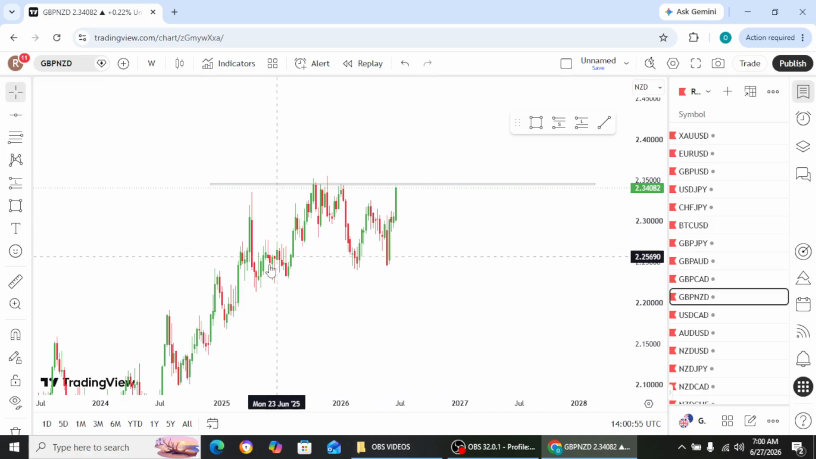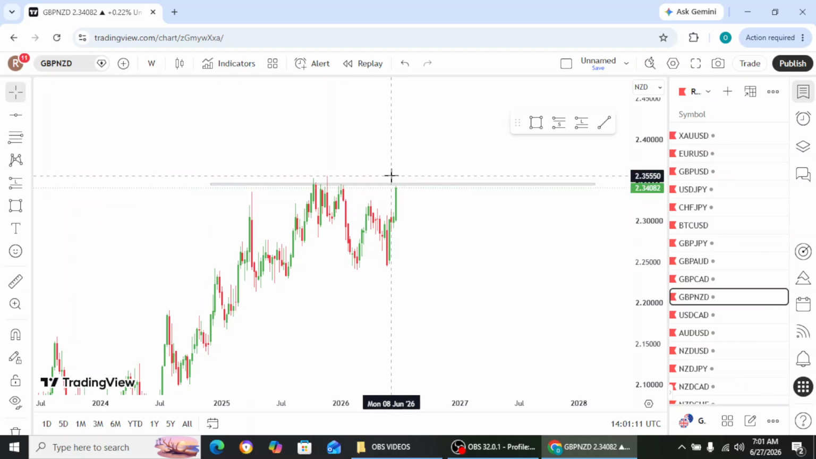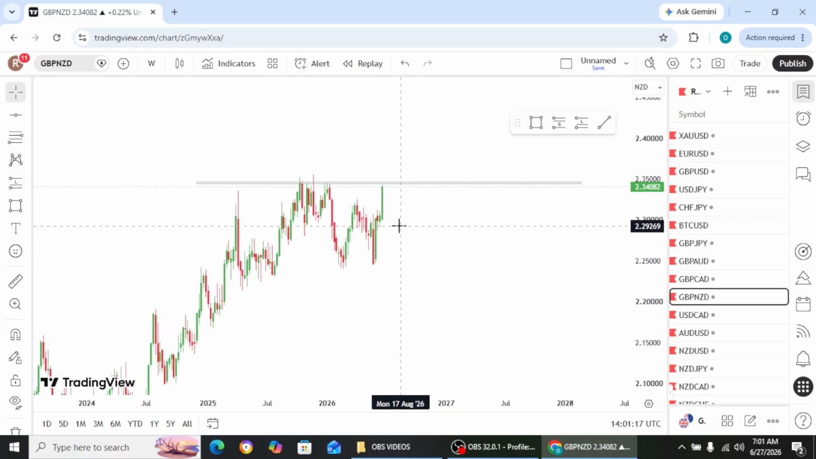This is a very strong buying pressure, but there's also a tendency for reversal because the market rejected from this level, and that rejection is what gave us this price action down. So there's every tendency that the market might still reject from this level and come down. Okay, so what can we do? This is what we will do.